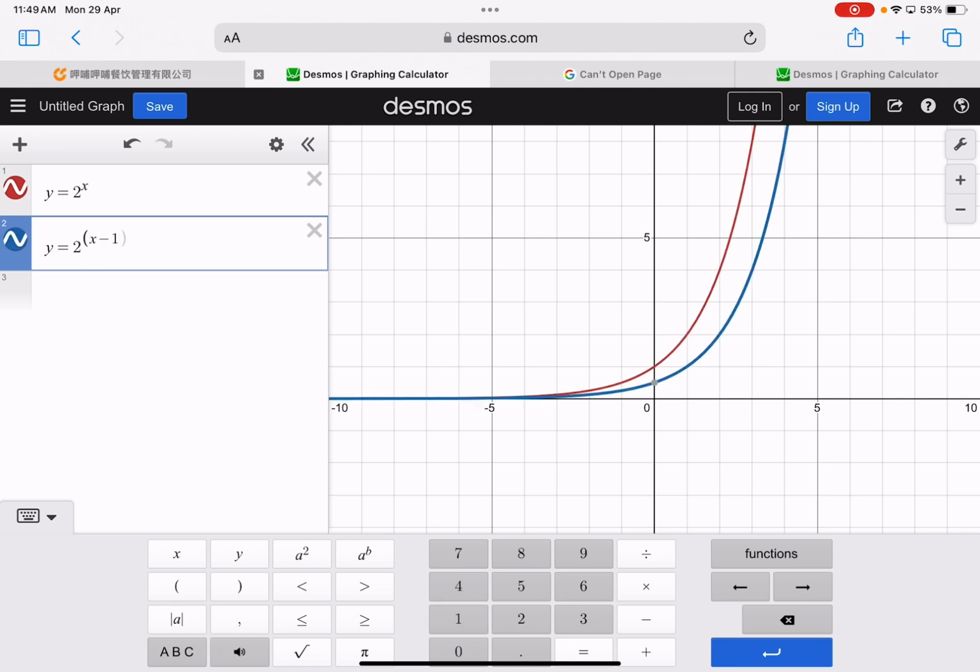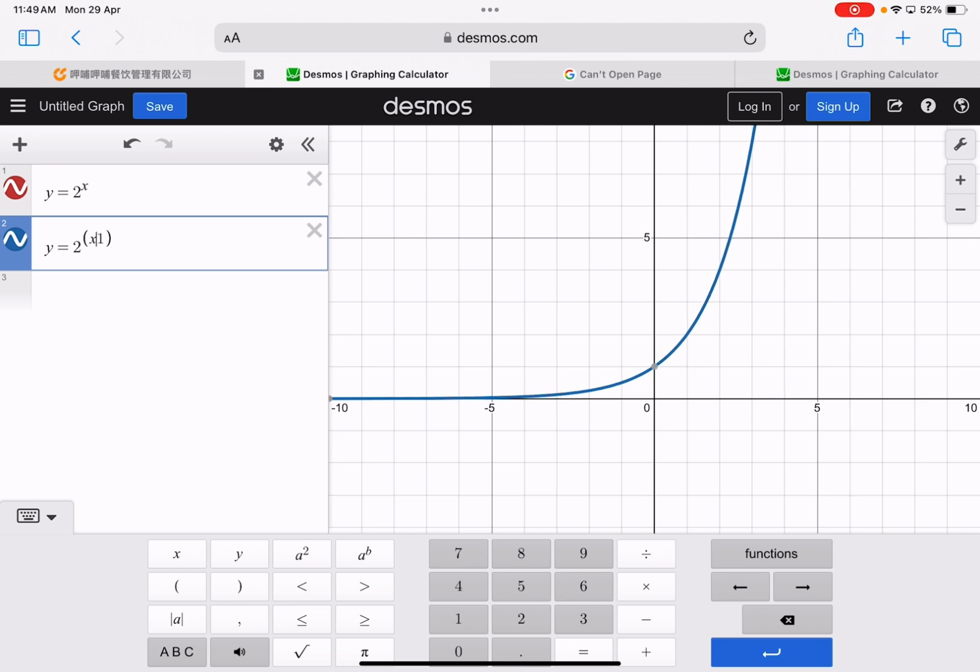Yes, if you bracket it, it will work. Okay? Can you guys see the difference? When you minus 1, the blue one is 1 step ahead. It's actually 1 step ahead. So it's basically like shifting the graph to the right when it's minus. When it's plus, you can just click on this one.